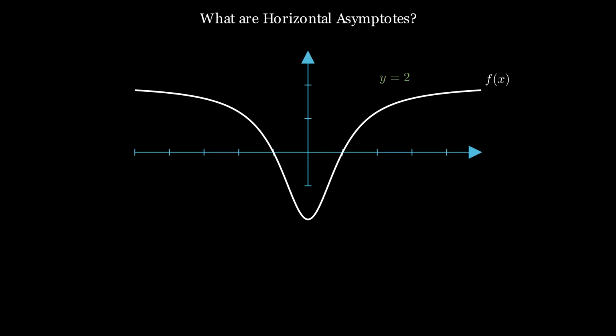Consider this function. As we move far to the right, meaning x gets very large, notice how the graph flattens out and approaches the value y equals 2. Similarly, as we move far to the left, where x becomes a very large negative number, the graph also approaches y equals 2. This value, y equals 2, represents the horizontal asymptote. It describes the function's end behavior.